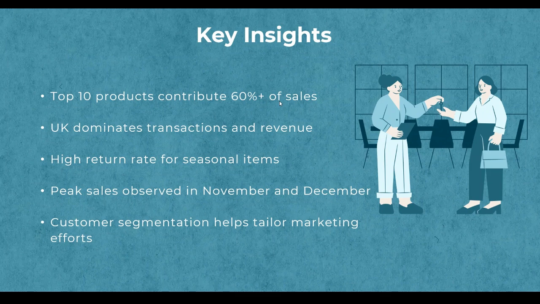UK dominates the transactions and revenue. I mean, in region we can check. Obviously it was a UK dominated market, so UK dominates transactions and revenue as well. Return rate for seasonal items was high, because these are seasonal items, so the return rate can be high as well.